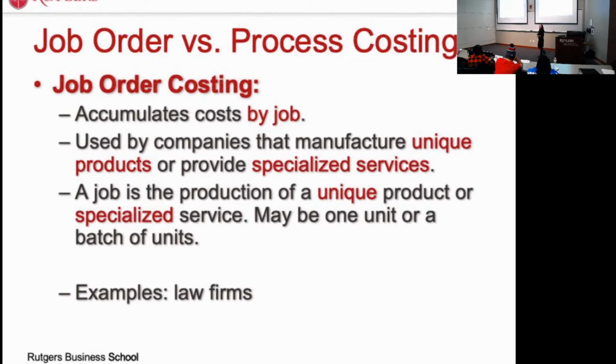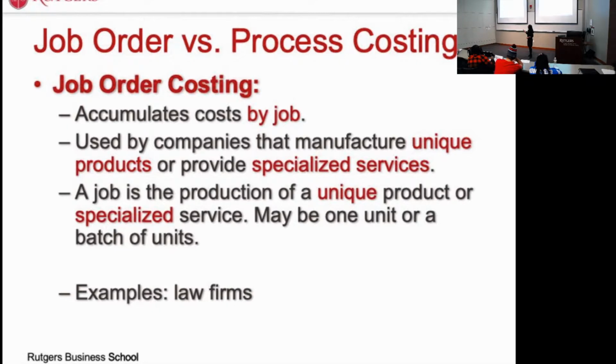So if a company is providing a specialized service, for example, law firm, accounting firm, right? Or if they are making unique products, for example, if they receive a tailored order, for example, some wedding cake, some wedding suits, right? So those are unique products. So the job order costing system is used by this kind of firm, the firm which produces the unique product or delivers specialized service.